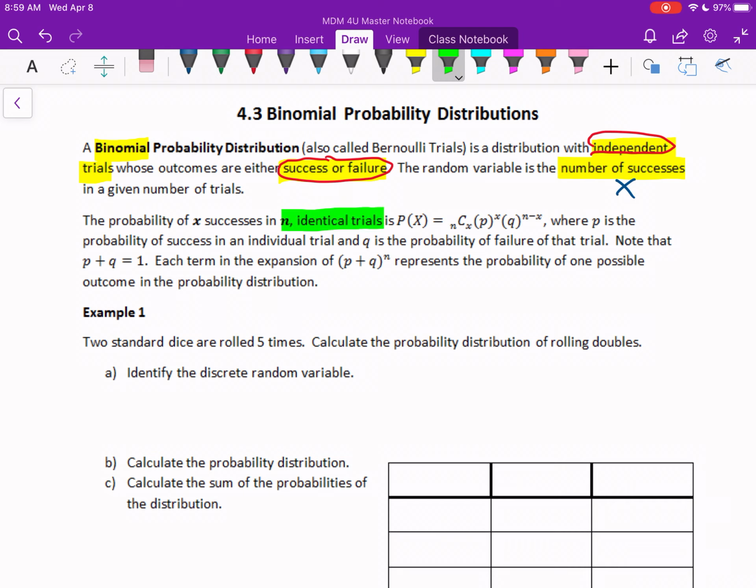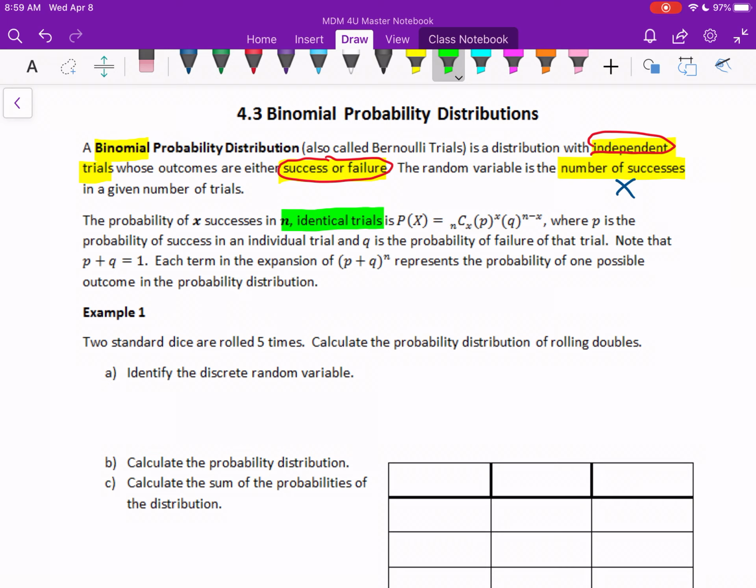So if there were 10 rolls of a die, then N would be 10. And X is the number of successes that we're looking for. So it's N choose X. P is the probability of success as a decimal. So if there was a 30% probability of an event happening on a single trial, then P would be 0.3.